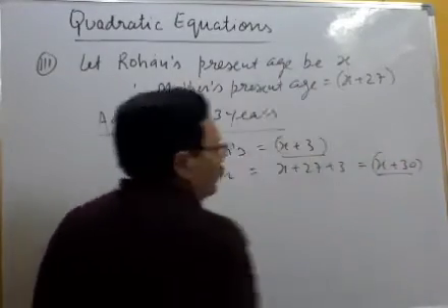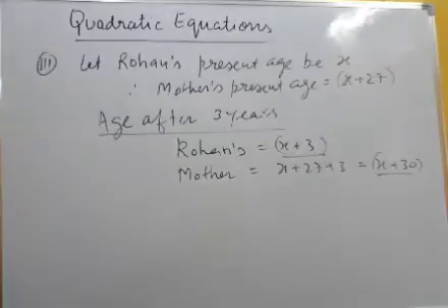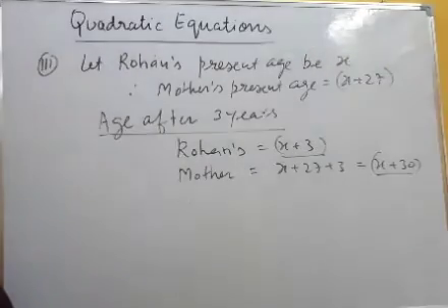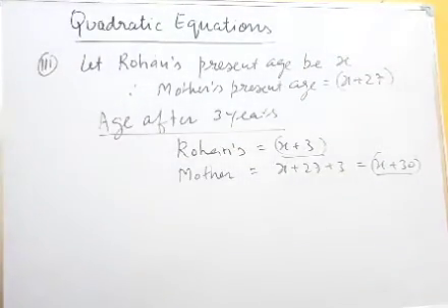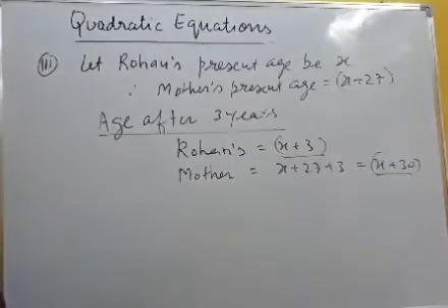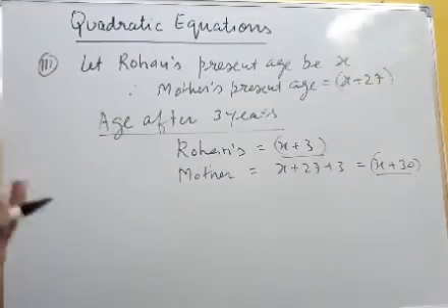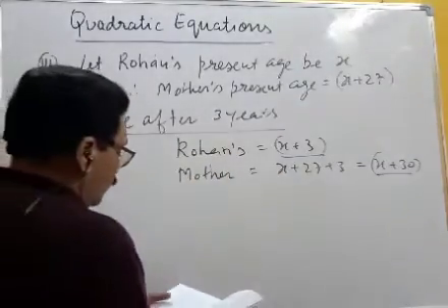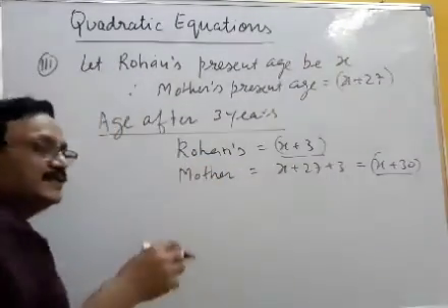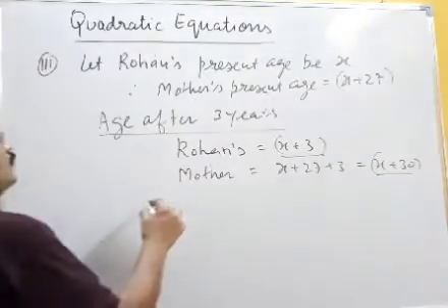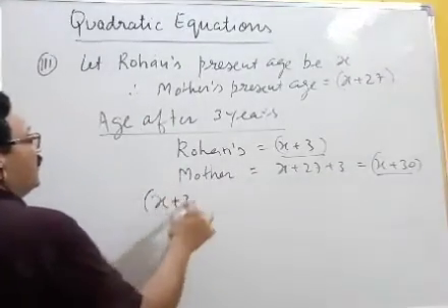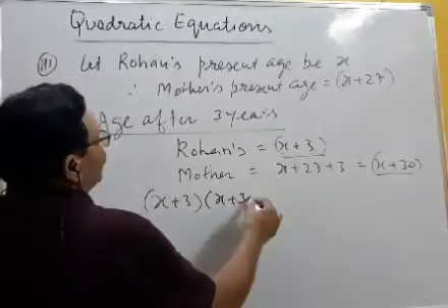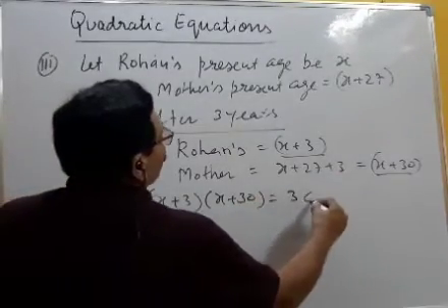I think this is very clearly understood. After 3 years, what will be your age? You just add 3 to that. After 3 years, your mother will be 3 plus, your father will also be 3 plus, my age also will be 3 plus. That is understood. Now their product is 360. The question is, after 3 years, their product is 360. So write (x plus 3)(x plus 29) equal to 360.